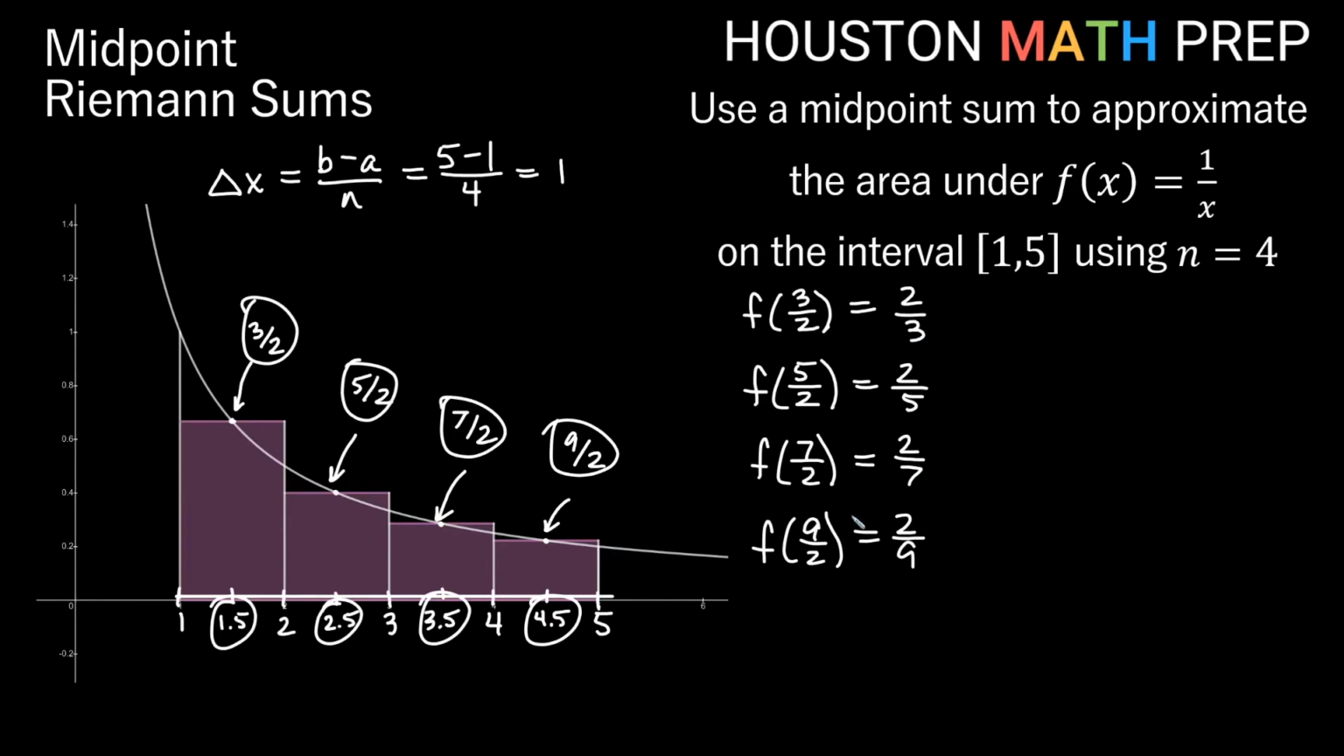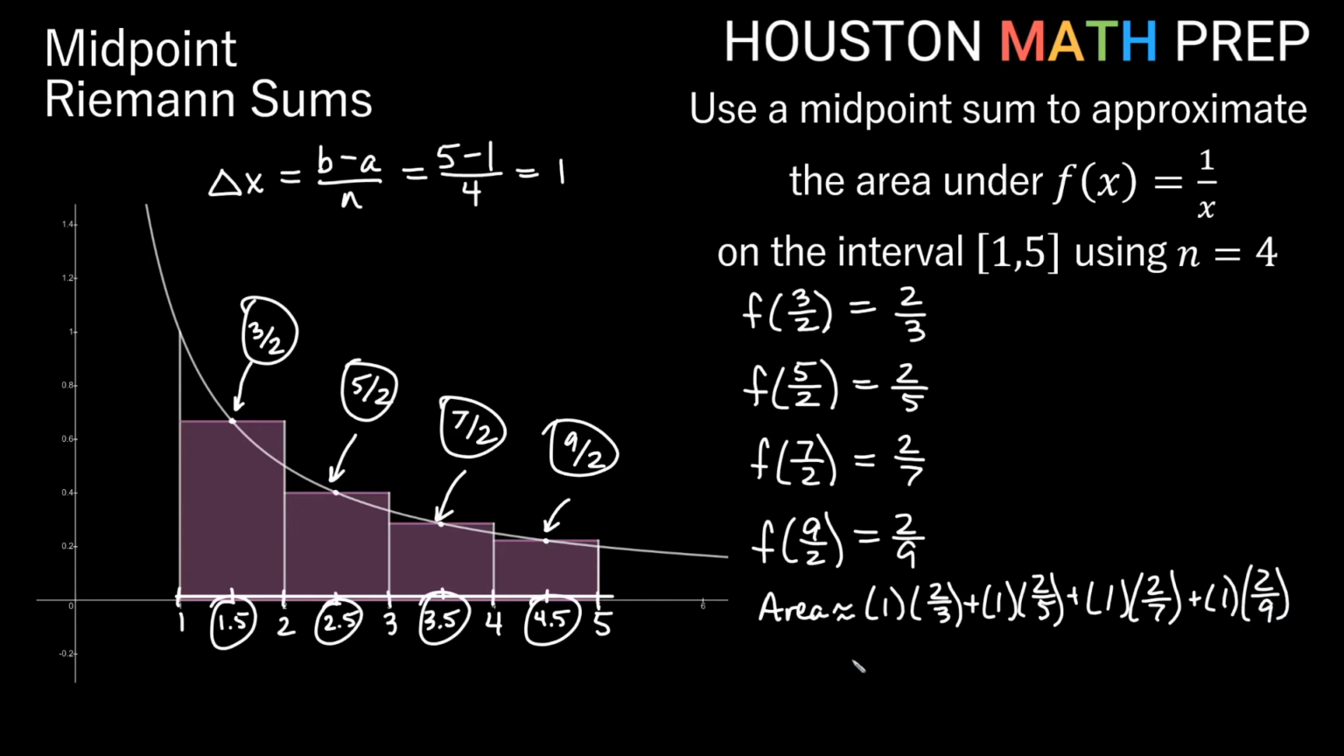So now we just take the width times each height, we add all those up, and that will give us our midpoint Riemann sum that approximates the area. So our area will be approximately, now our width is 1 for each rectangle, so that's not going to change anything. But 1 times 2/3, that's the area of our first rectangle, plus 1 times 2/5, that's the area of our second rectangle, 1 times 2/7, that's going to be the area of our third rectangle, and 1 times 2 over 9 will be the area of our last rectangle.